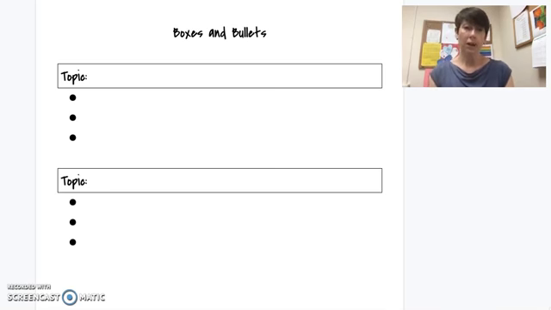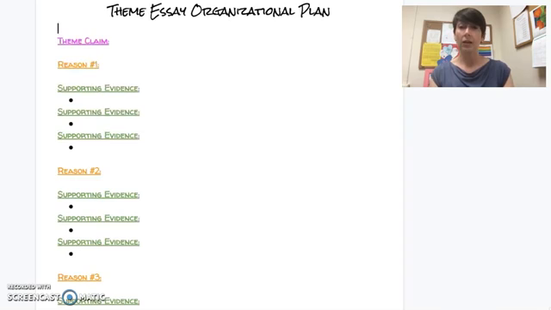I've created a document already for you all and shared it with you in Google Classroom, and it's called Organizational Plan for a Theme Essay, and it looks like this. So at the very top of the document, you have a place to write your theme claim. And then you can see that I've organized it by reason 1, reason 2, and reason 3. And by that I mean the first reason why you think this theme is true for your book. The second reason why you think this theme is true for your book.